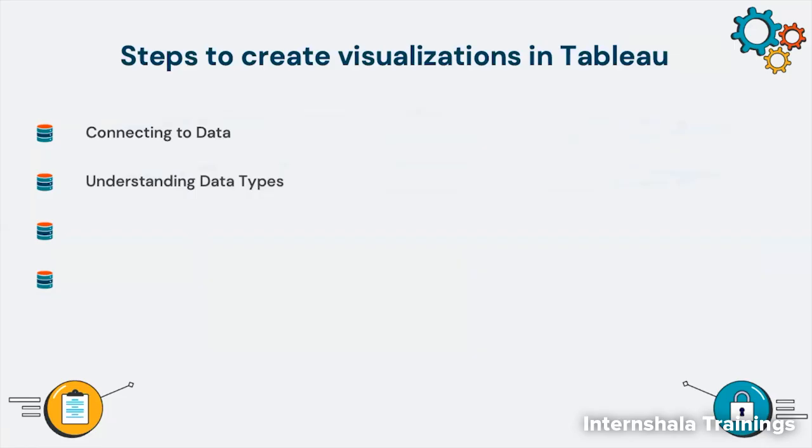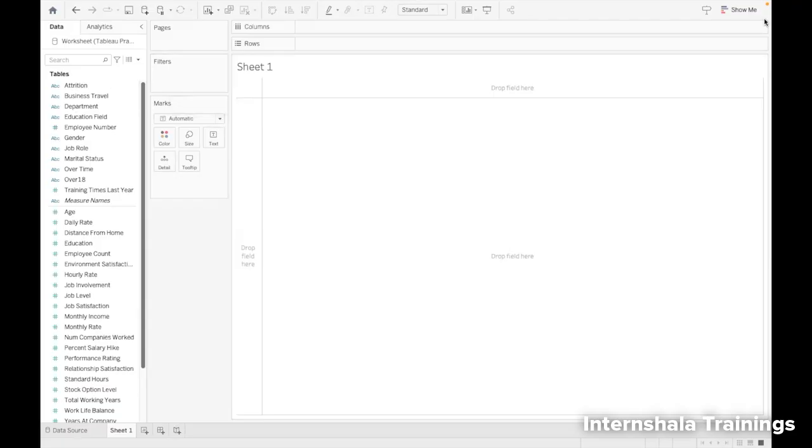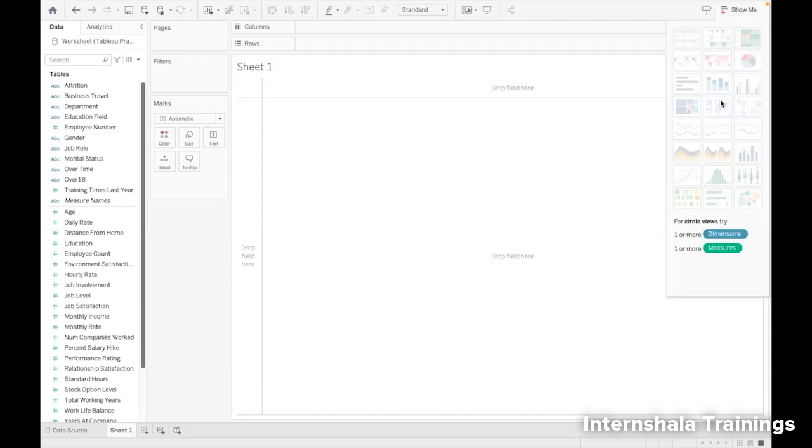So once we are done with both these two steps, next comes creating visualization, which we are going to learn in this video. Creating visualization in Tableau is pretty simple. We have to simply drag and drop dimensions and measures into the rows and columns. Along with that, here you can see on the top corner, there is a show me option. If you click on show me, Tableau offers various visualization types like bar charts, line charts, scatter plots, maps, etc. So we have to choose the appropriate visualization type based on the data and the insights we want to convey.